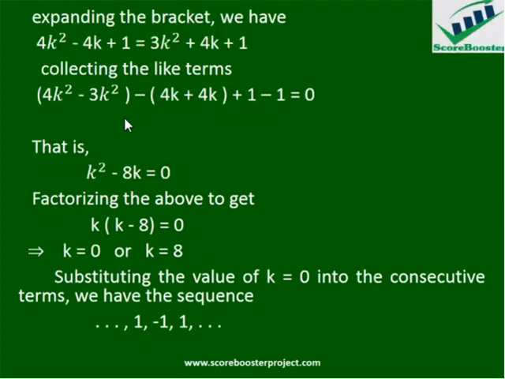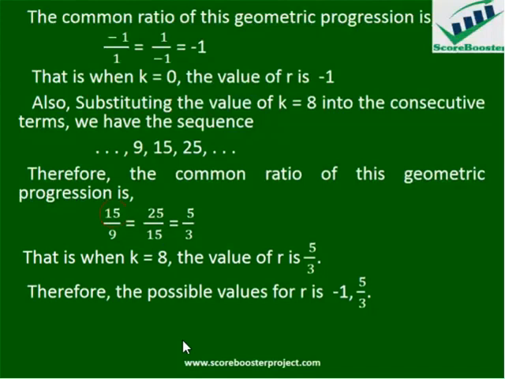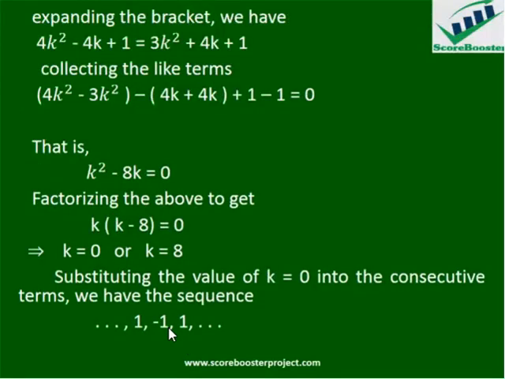So if you are very familiar with quadratic equations, you know that we have to factorize out k because k is common to both terms. So factorize k out: k(k − 8) = 0. Also, if you're familiar with the solutions of a quadratic equation, you know it's either k = 0 or k = 8. So we have two values for k.